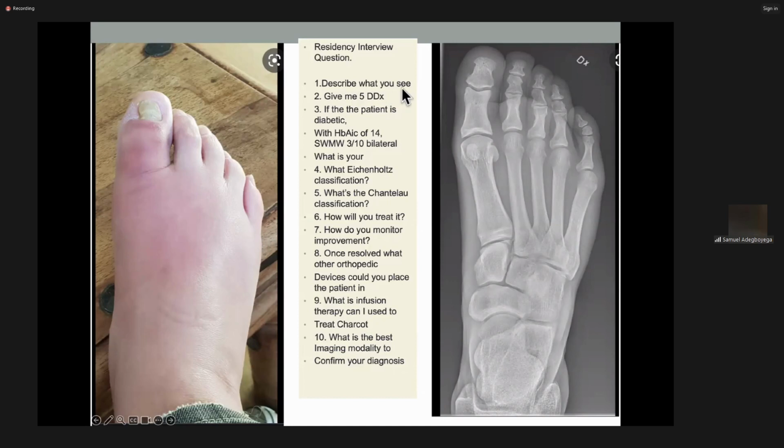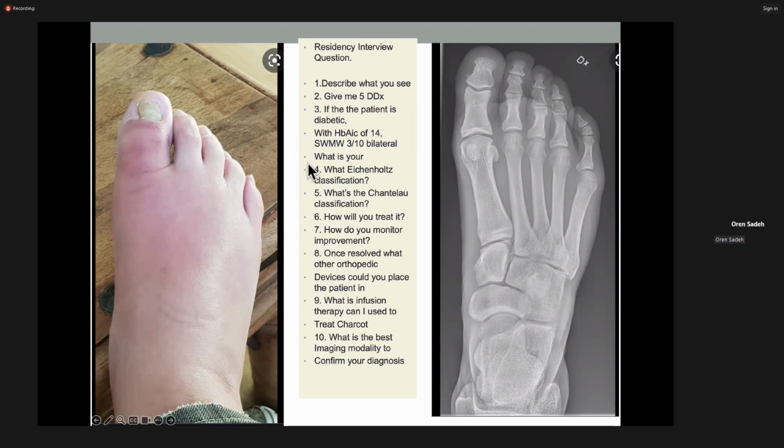So describe what you see. Clinically, I see erythema on the dorsum of the foot, swelling. Perfect. The nail looks dystrophic. Perfect. You're done. Perfect. Give me 5 differential diagnoses for this red hot swollen foot.